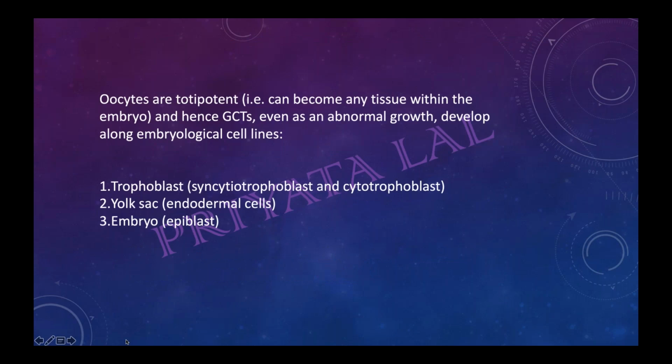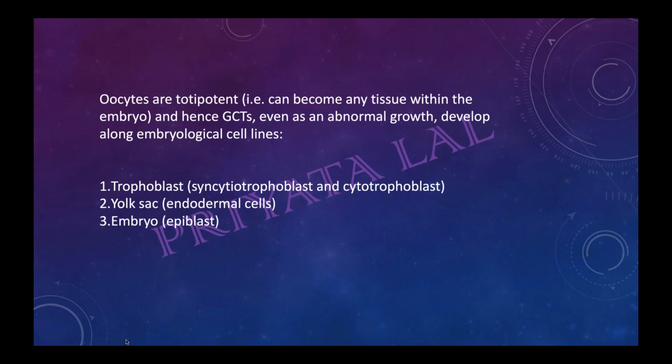Now, it will be important to know a little bit of the basics, because that will help in finding out from where which tumor is coming and from where which marker is coming. Oocytes are totipotent cells, that means they can grow into any tissue within the embryo. Therefore, even as abnormal growth, they may develop according to embryological lines.